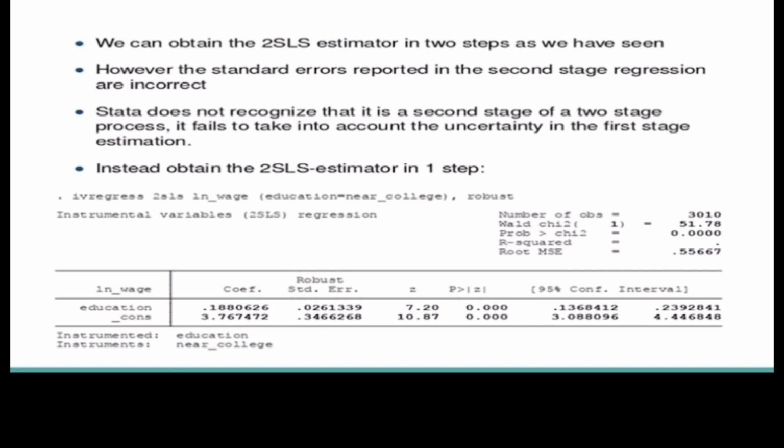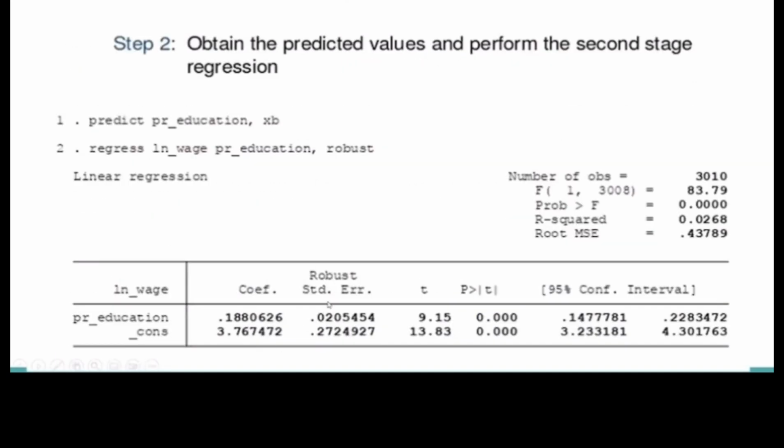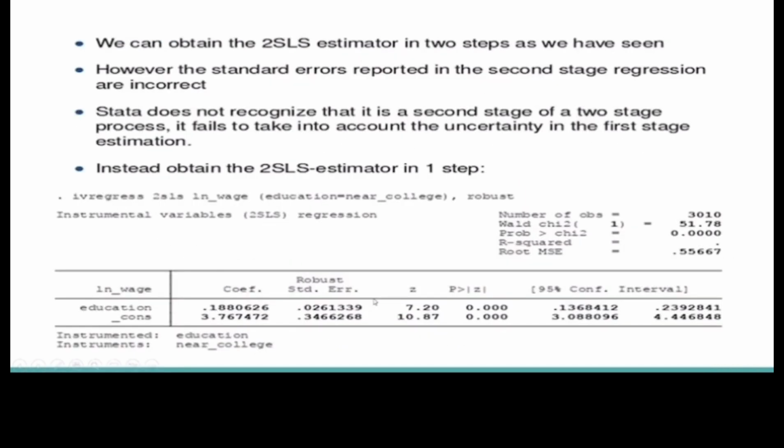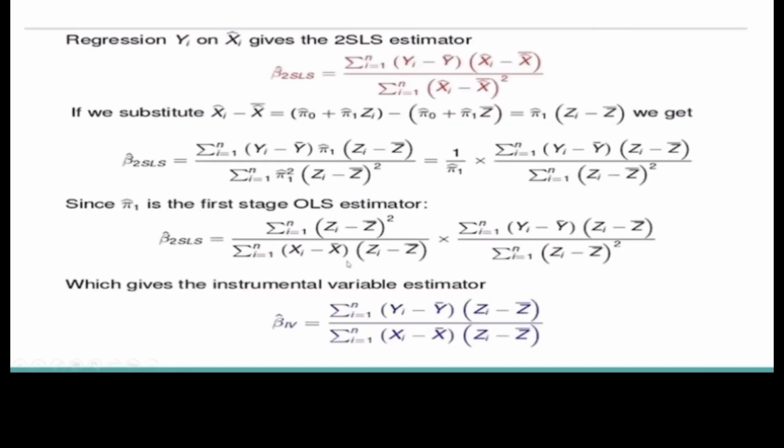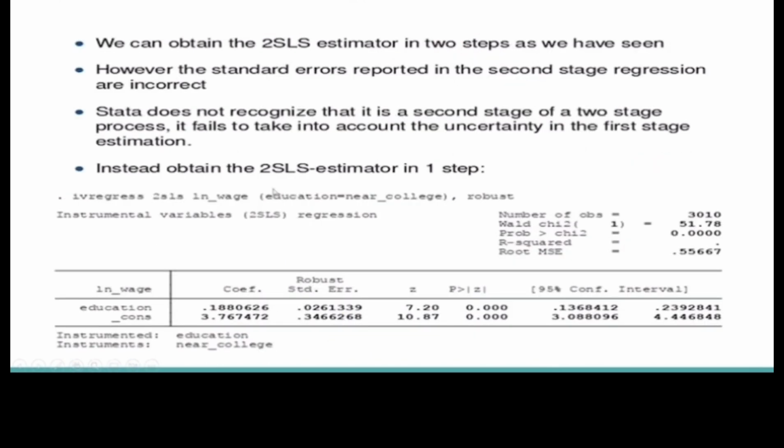Okay, so this is what I'm talking about. I said we can obtain the 2SLS estimator in two steps as we have seen. However, the standard errors reported in the second stage regression are incorrect. And that is the reason why we needed to derive this formula. And in the end, we can actually conduct that in just a single step.